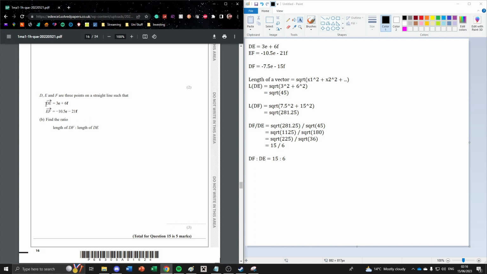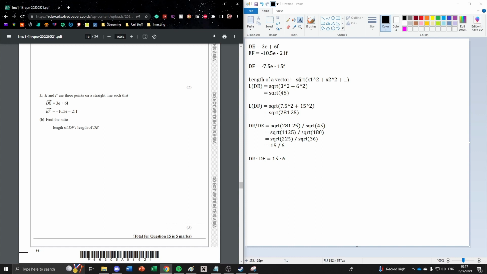Vectors, of course, are just like instructions of how to get from one point to another. So if we follow multiple instructions in a row, where the end of one instruction is the start of the next, we will go from the very start of the first to the end of the last. So in this case, if we do DE and then EF, we will go from D to F. And in the notation of the components, that is the same as adding those components together. So to get DF, we do 3 minus 10.5e equals minus 7.5e, and 6f minus 21f equals minus 15f, sorry. So DF is equal to minus 7.5e minus 15f.